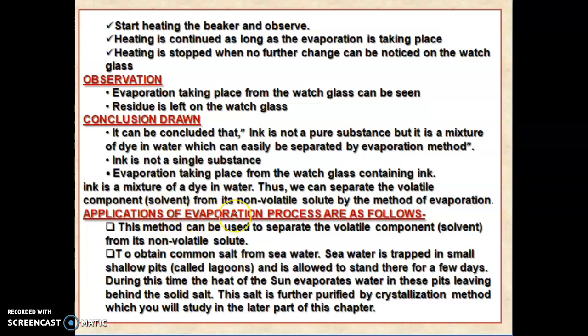Application of the evaporation process: this method can be used to separate the volatile component, that is a solvent, from a non-volatile solute. Volatile means it has a low boiling point, it is highly evaporated, meaning it evaporates very fast. Non-volatile means it does not evaporate very fast, for example sugar and salt. A volatile compound like alcohol will be easily evaporated.